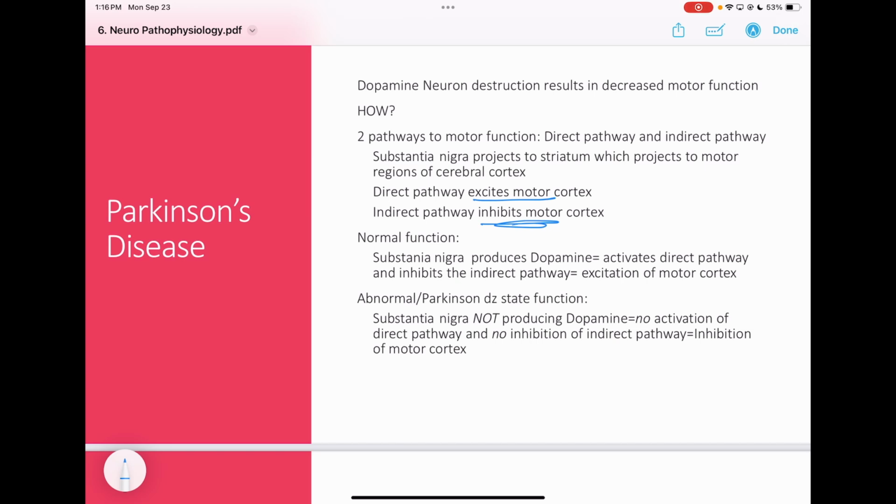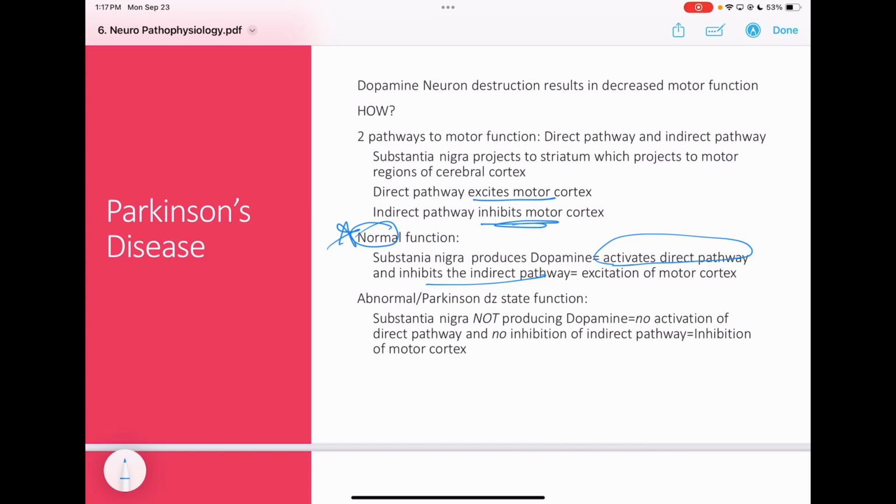Slow, fine movement allows you to, when you get into a table, stop because you know you're going to touch it. Those coordinated movements. So in a normal function, dopamine will activate the direct pathway, and it's going to inhibit the indirect one, so we get excitation, and we can get movement, coordinated movements, because it activates the direct, inhibits the indirect, therefore we have movement.